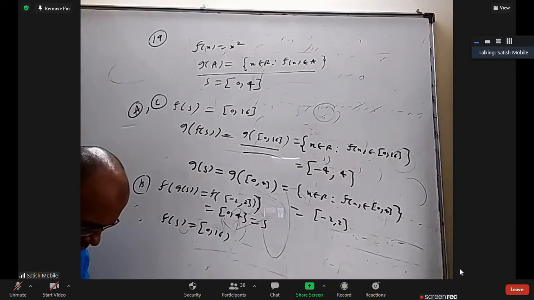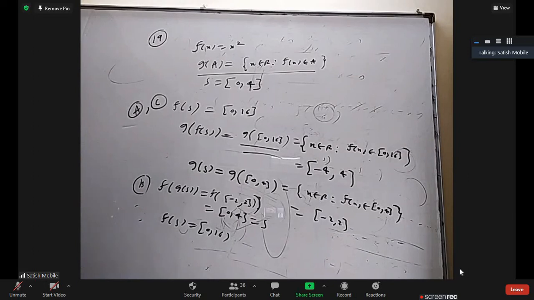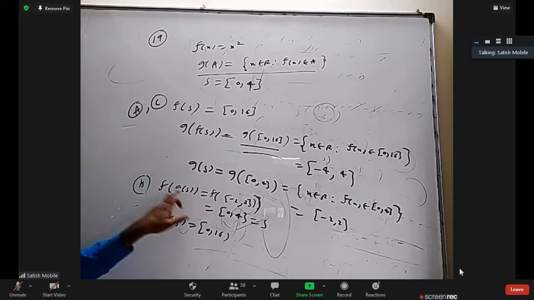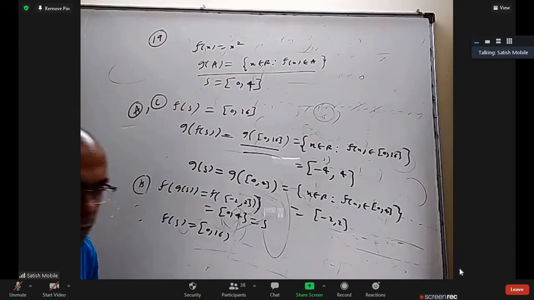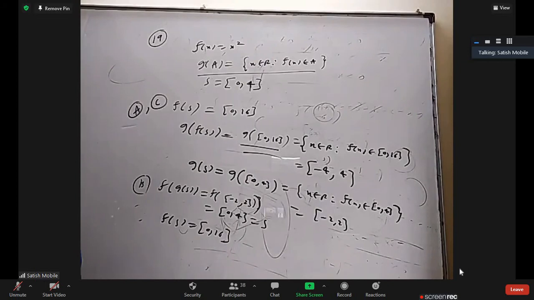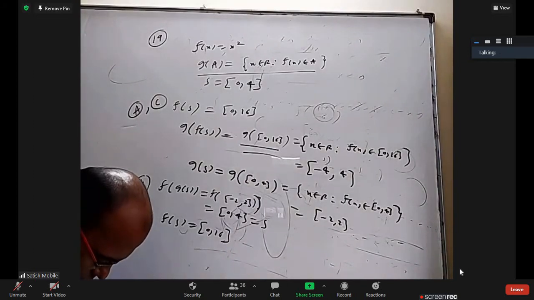So total 4 things are involved here. All questions are about 4 things. They want f of s, g of f of s, g of s and f of g of s. That's it. Option B is right. Everything else is wrong. We proved it thoroughly.